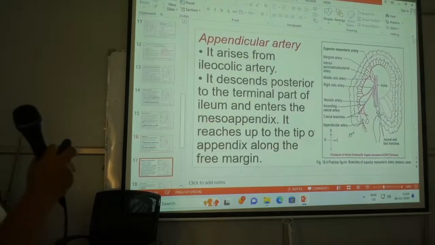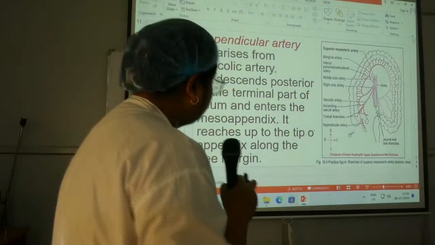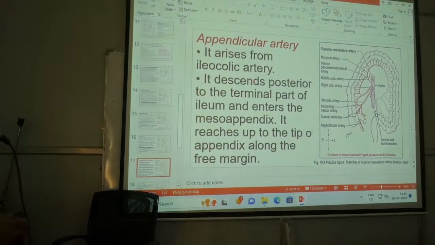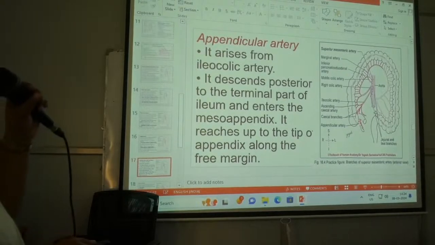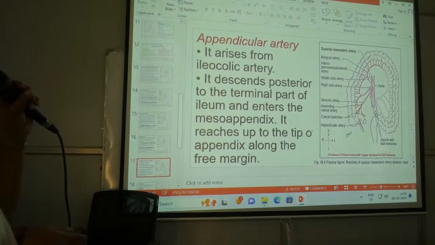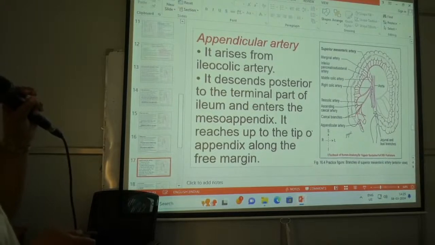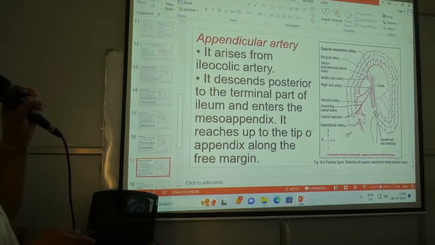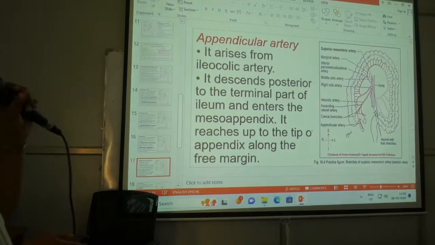Next is appendicular artery. It arises from the iliocolic artery. This one is the appendicular artery. It descends posterior to the terminal part of ileum. Here you can see this is terminal part of ileum. Appendicular artery is passing posterior to the terminal part of ileum.